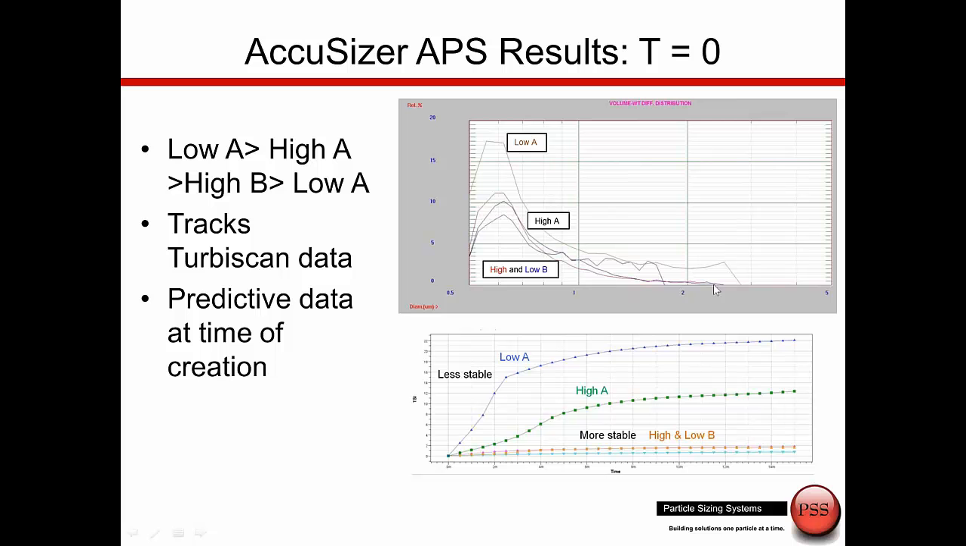So the percentage, I don't see anything yet greater than 5 microns. Maybe for this sample we would ask, what's the percentage greater than 1 micron? And if we looked at the volume percent greater than 1 micron, the data from the AccuSizer would match up completely with the data generated by the Turbiscan. So this data was taken as soon as I created the emulsion.